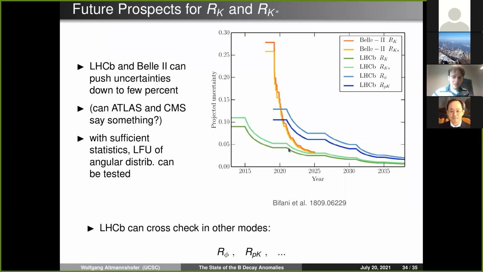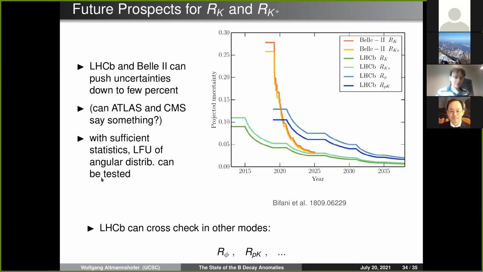But overall, there are very good prospects to have a few percent level precision for a large range of these lepton flavor universality ratios, both at LHCb and at Belle 2. And I think this would be a very important thing, that one gets a high significance for those anomalies for Rk and Rk star, both at LHCb and at Belle 2. And then in that case, I think it would be a very convincing case for a new physics effect. Maybe even ATLAS and CMS can say something in this context, but it's not exactly clear how well they will be able to measure the decay modes with the electrons.